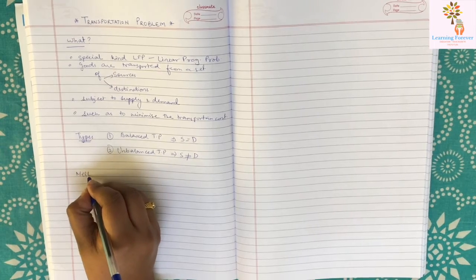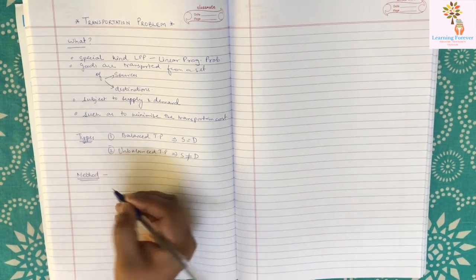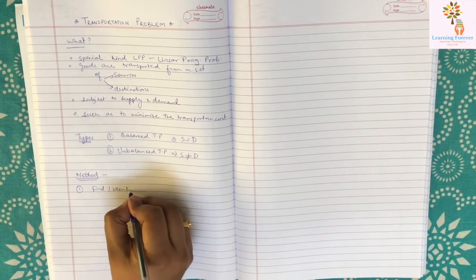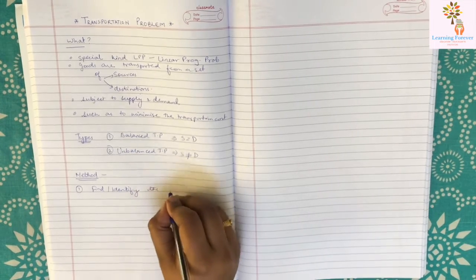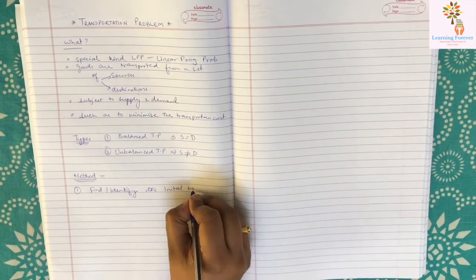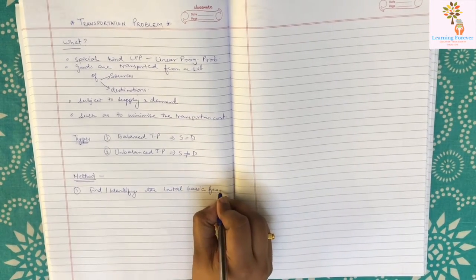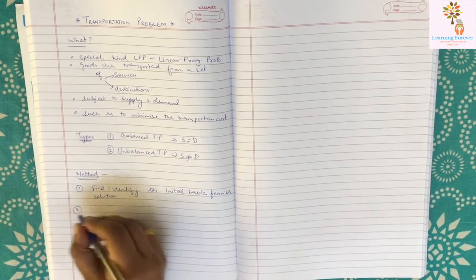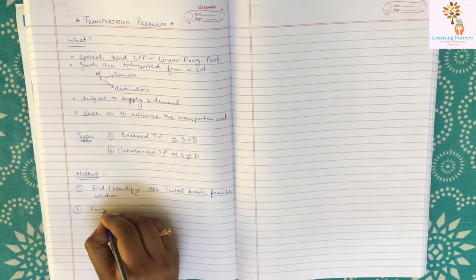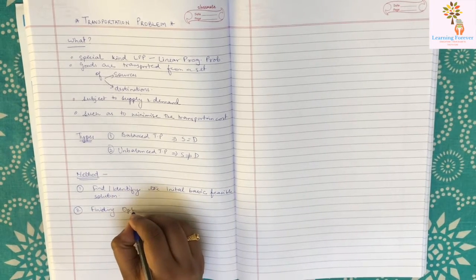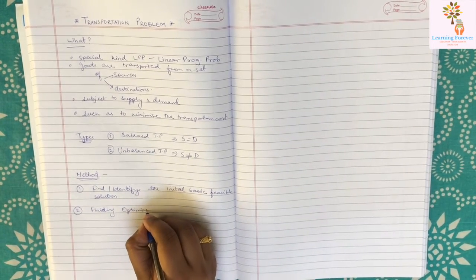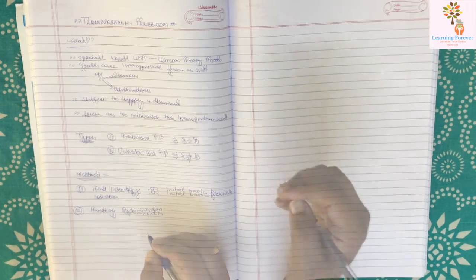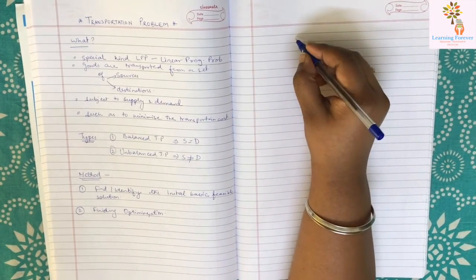So now let's look at the method to solve this transportation problem. First we need to identify the initial basic feasible solution. After this, we need to find the optimization. So now let's look at solving a problem.